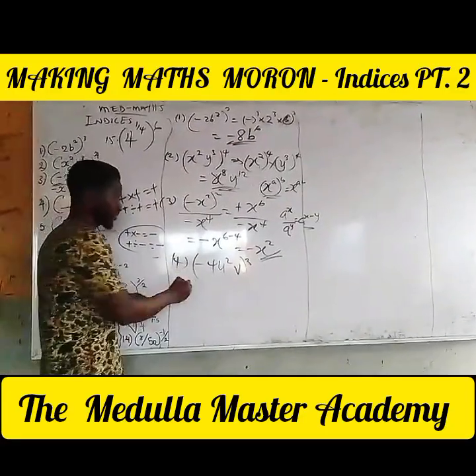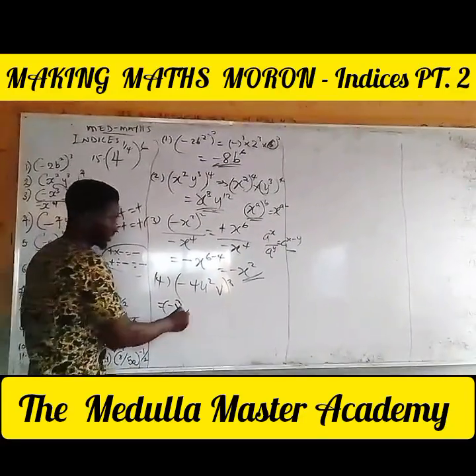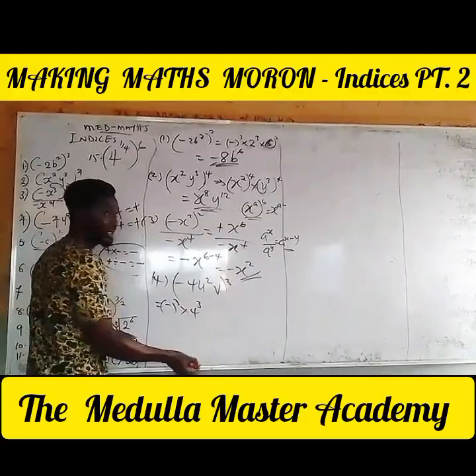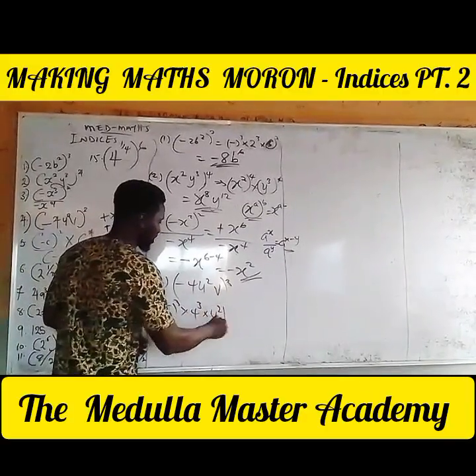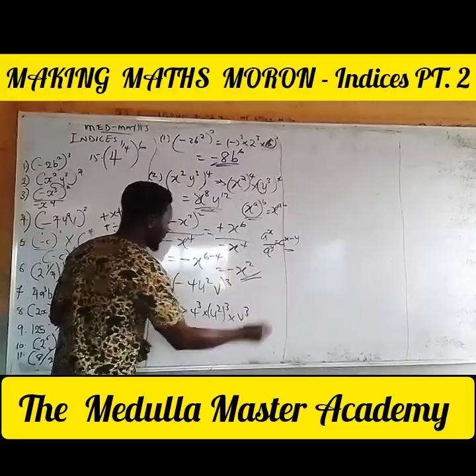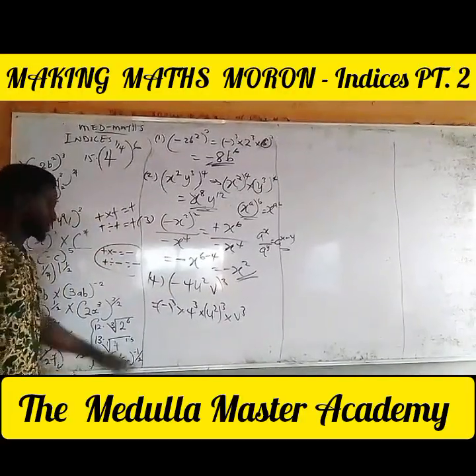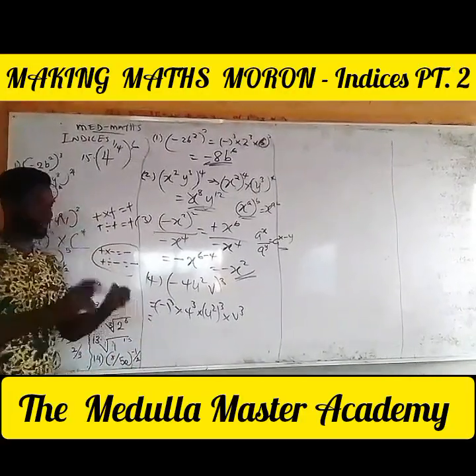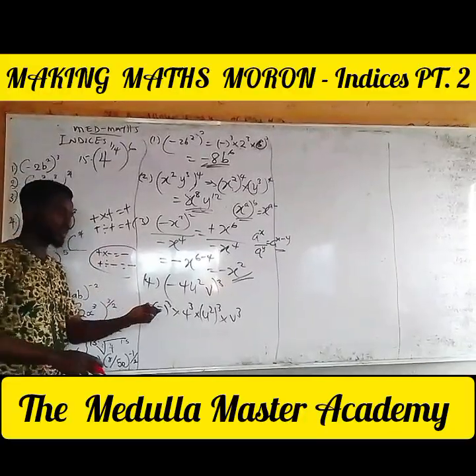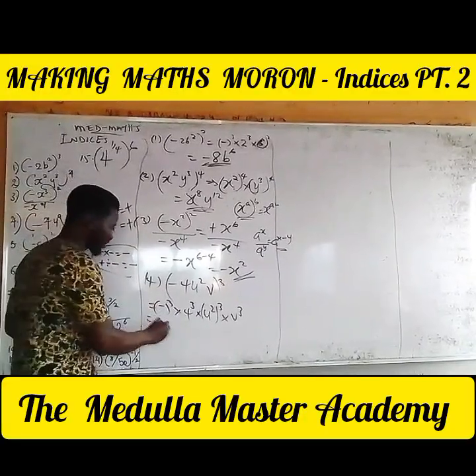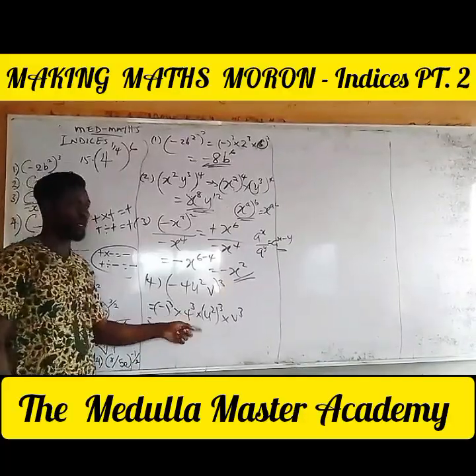Minus, let me break it down. It's minus raised to power 3. This one is 4 raised to power 3 times u squared raised to power 3, then times v raised to power 3. Simple. So this minus raised to power 3, that's minus times minus, that's plus, plus times minus, that's minus.